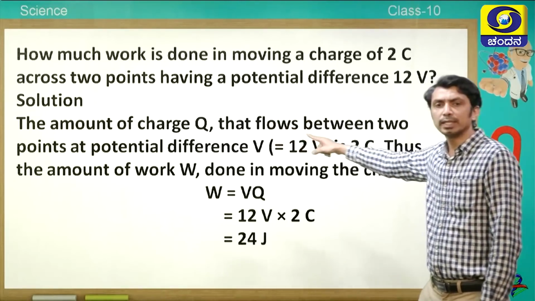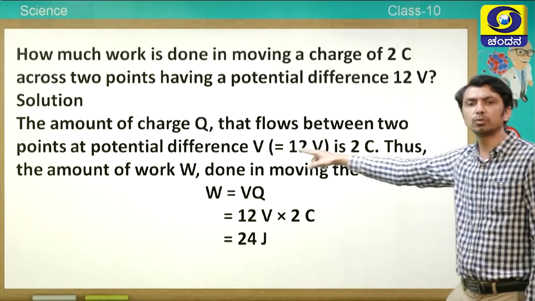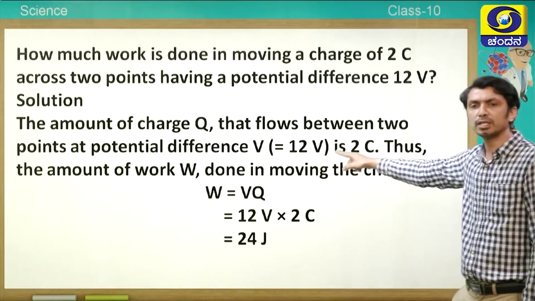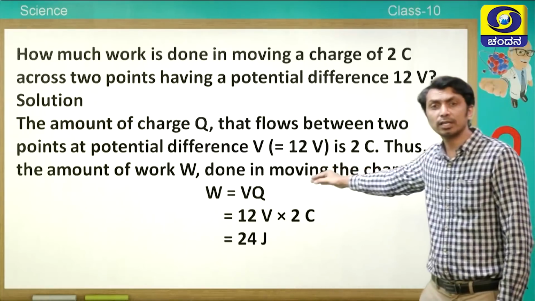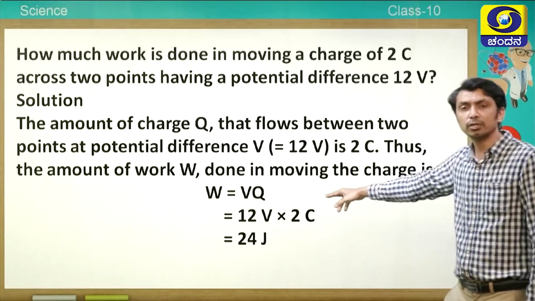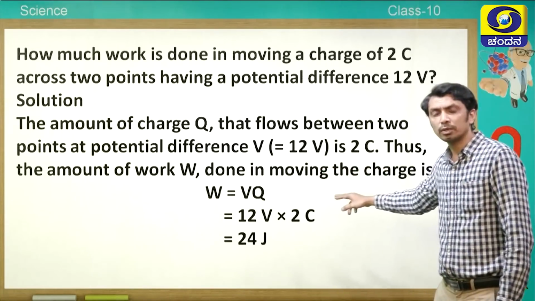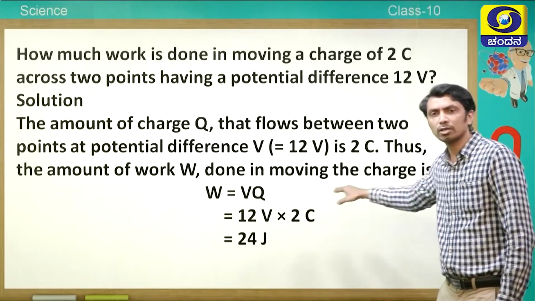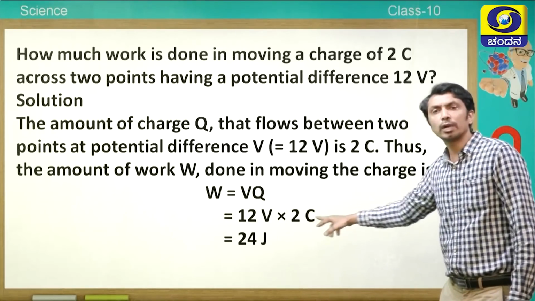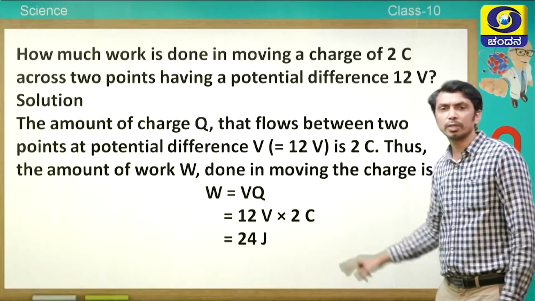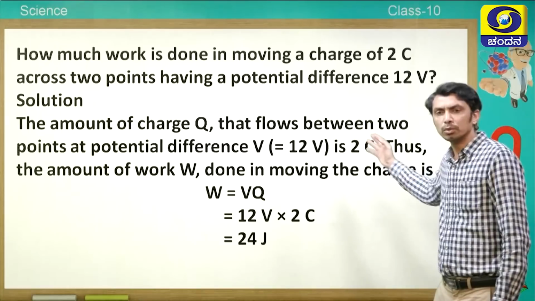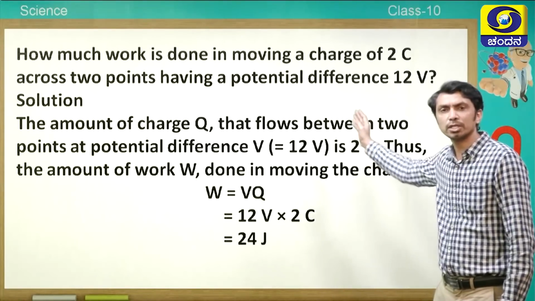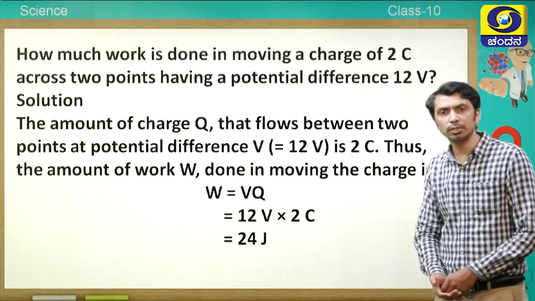So the amount of charge Q that flows between 2 points at potential difference V equal to 12 volt is 2 coulomb. Thus we can calculate the amount of work done by using W is equal to V into Q, because V is equal to W by Q. By cross multiplying we will get this. So 12 volt into 2 coulomb, that is 24 joule. That is the amount of work done to move 2 coulomb of charge in a potential difference of 12 volt.